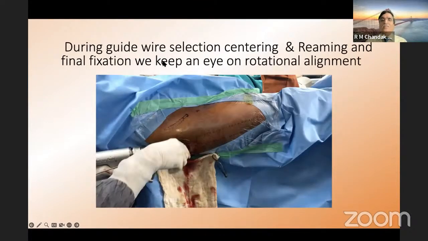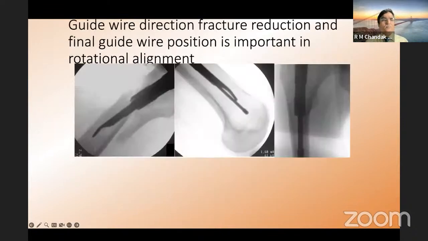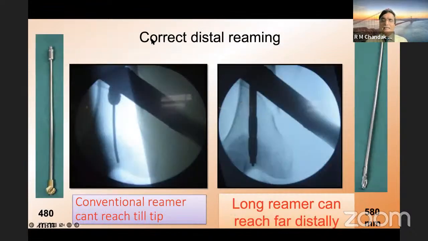During guide wire selection, centering, reaming, and final fixation, we always keep an eye out, and my right hand would always be on the patella of the patient so that I know that the limb has not moved in between. And not only the medullary cannulation of the guide wire, the position of the guide wire is important, the fracture reduction is important, and the final guide wire position is important, and we have certain tools to manage that. A correct distal reaming of the fragment, which is well aligned and rotationally controlled, is also important.